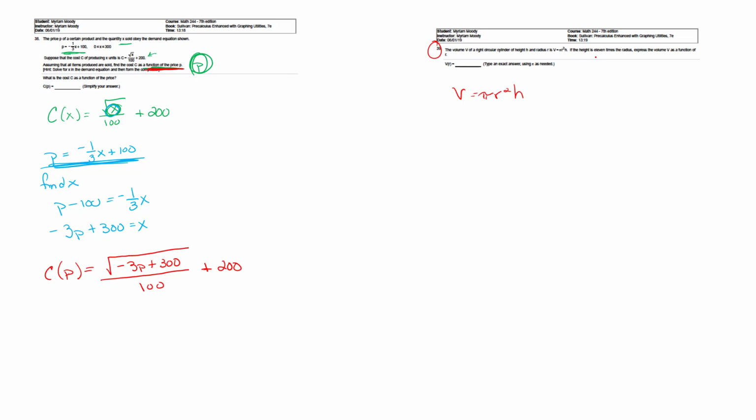If the height is 11 times the radius, express the volume as a function of r. So, in this particular case, all they want is r in there. That's the only variable they want in my function is r.